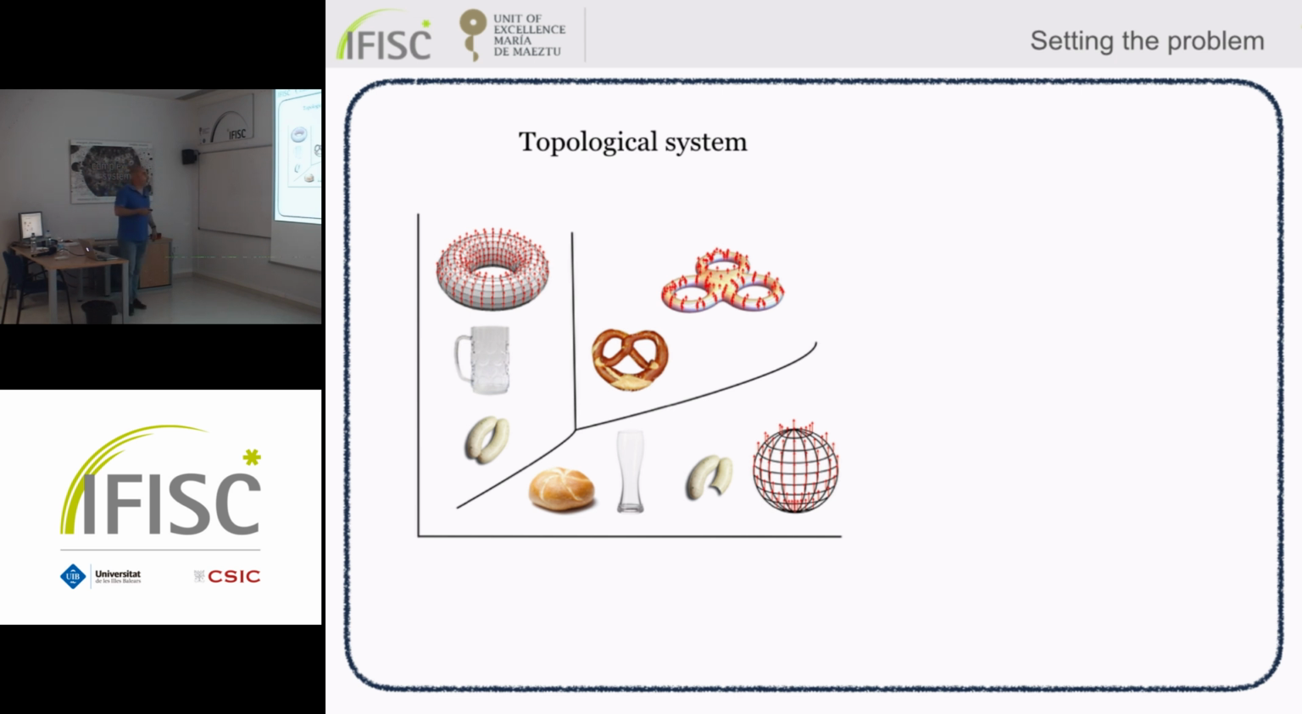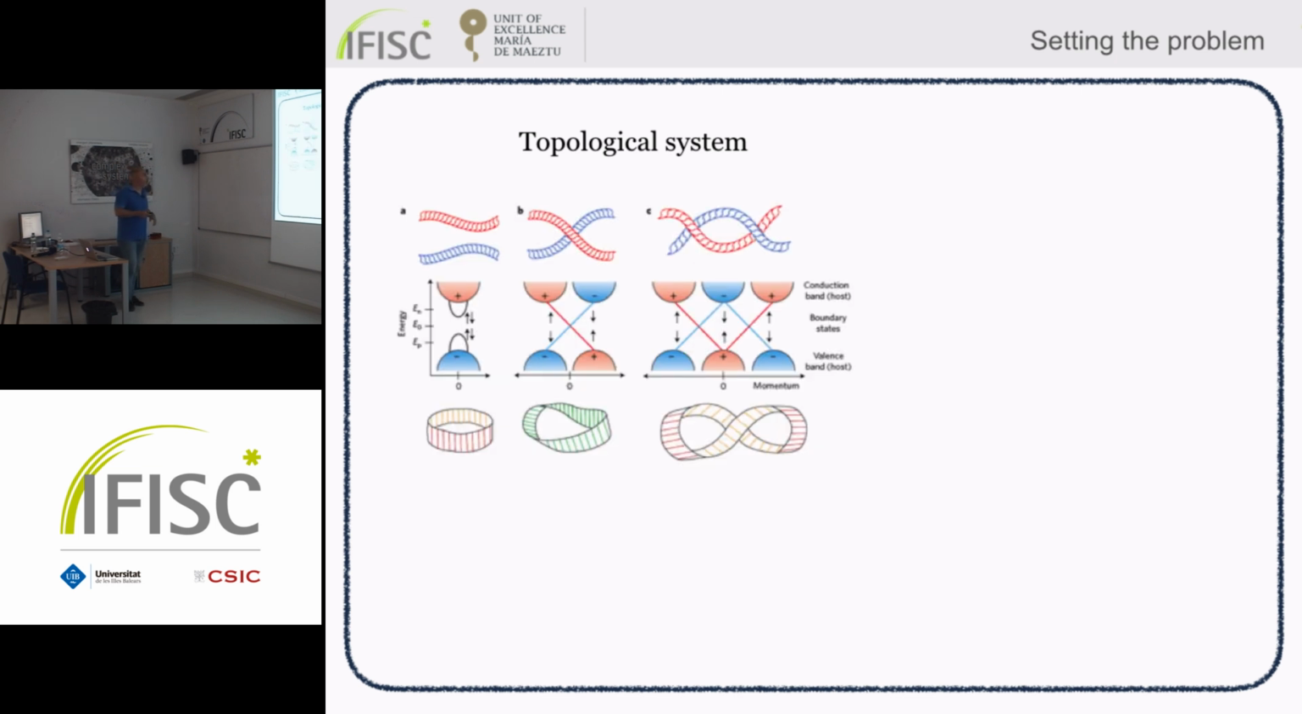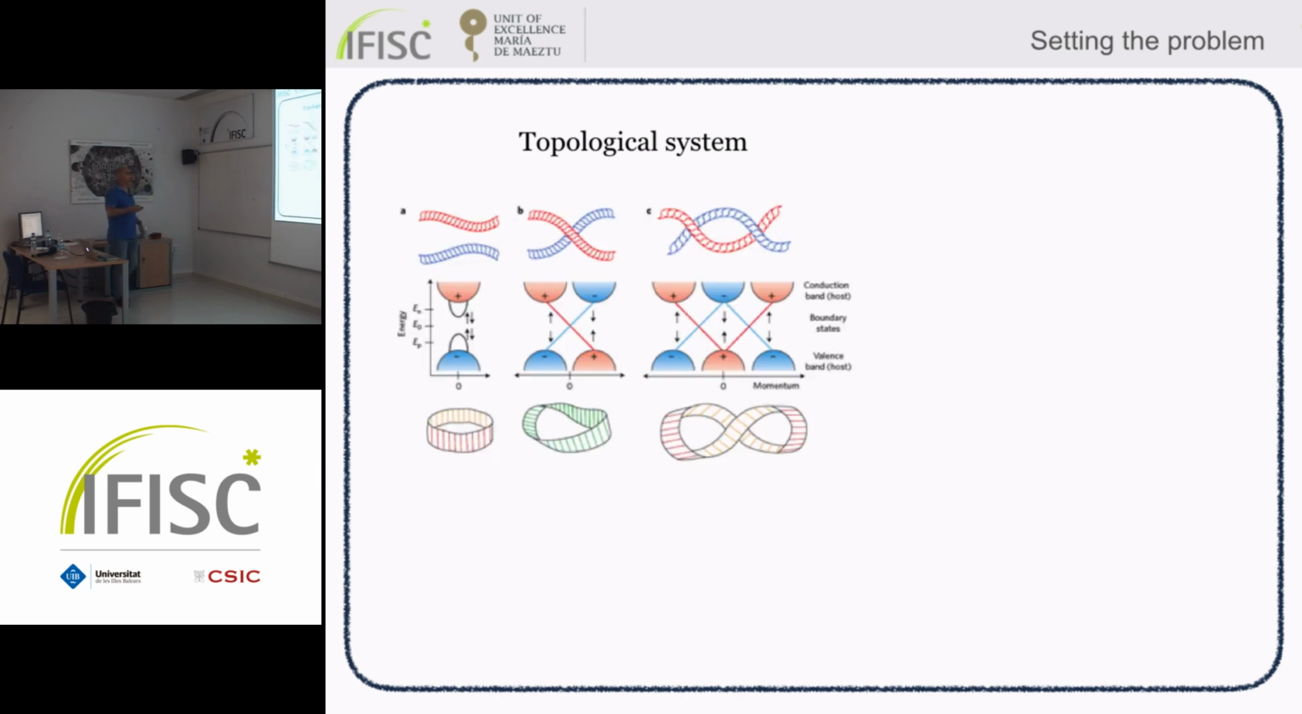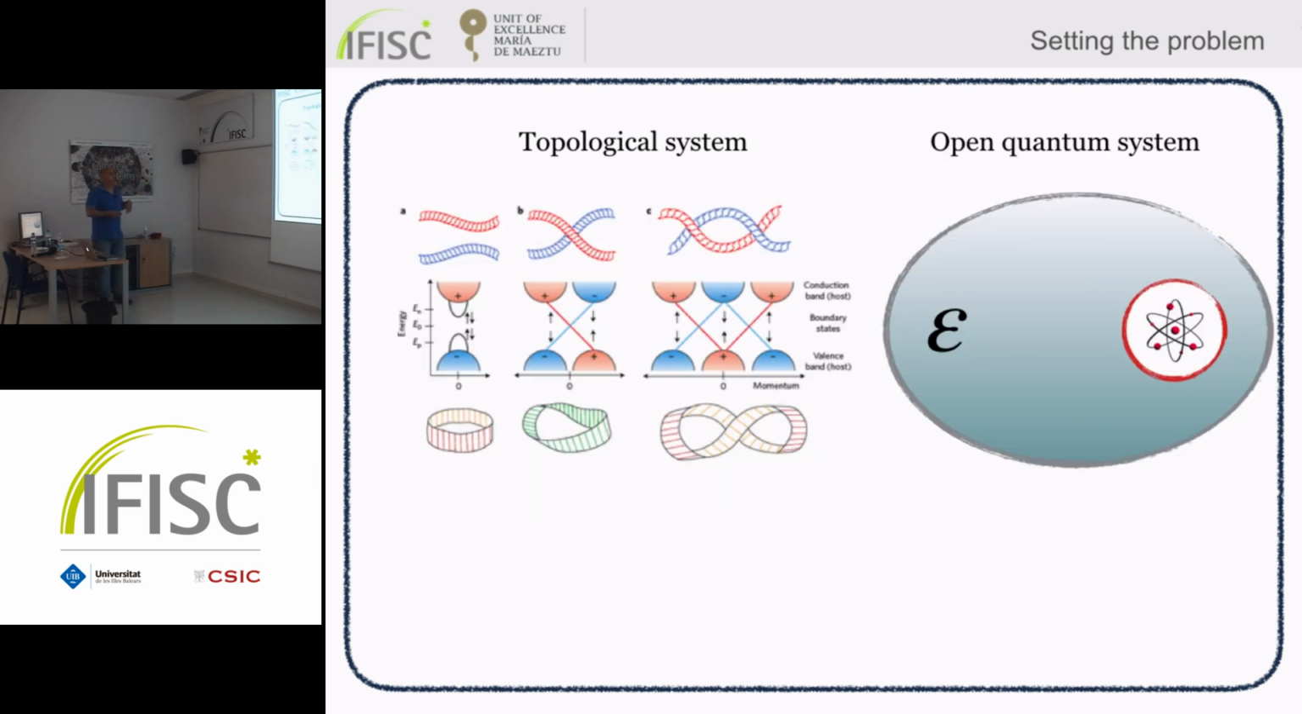And so if you want to speak about physics, you can think about bands in conductors, in insulators, when the way different bands are connected can define topology in analogy to this kind of discontinuity. And on the other hand, we have the physics of open quantum systems. You have a small system, an atom, a two-level system, and a small harmonic oscillator that is immersed into a bigger quantum system that actually acts as a thermal environment.